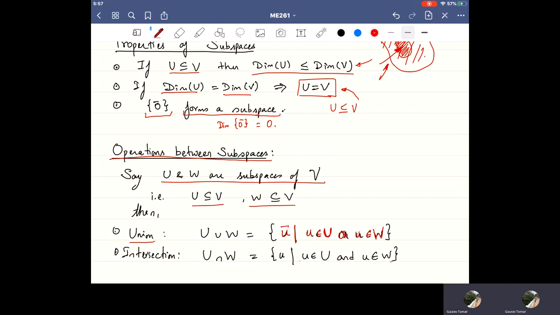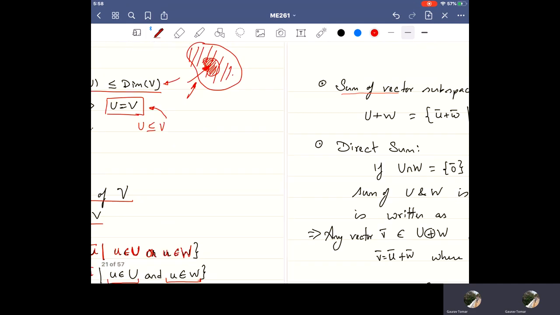That gives you the union operation. Then you can have intersection between subspaces. So U intersection W is essentially a collection of all the vectors u which belong to the subspace U, and which also belong to the subspace W. So that will be the intersection.